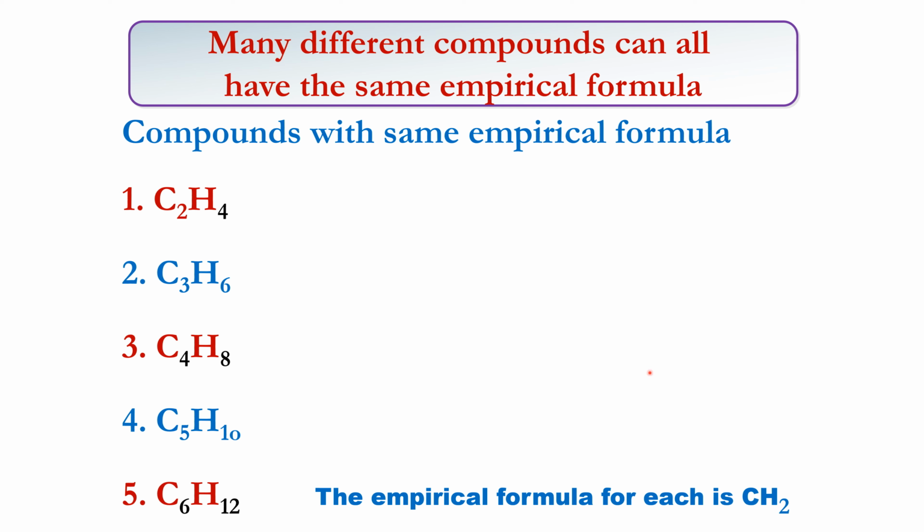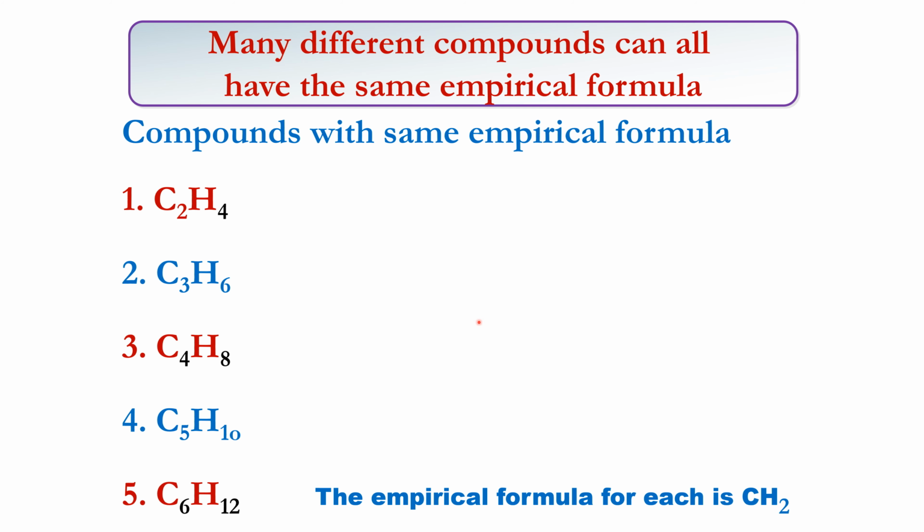Many different compounds can all have the same empirical formula. Let's have a look at these examples. These 5 compounds, even though different, all have the same empirical formula. For C2H4, the subscripts are 2 and 4, and the highest number that can divide both 2 and 4 is 2. So the empirical formula for C2H4 is CH2. For C3H6, the highest number that can divide both 3 and 6 is 3. So the empirical formula for C3H6 is CH2.